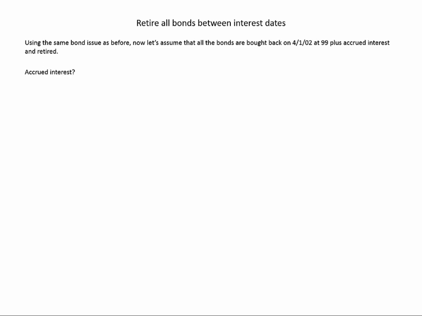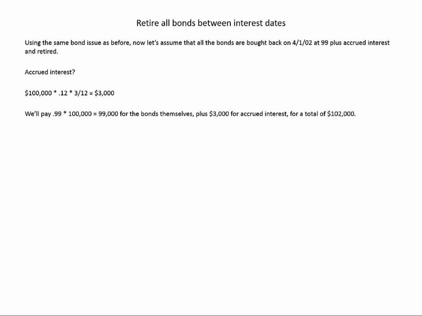Now, what is the accrued interest? The accrued interest is computed as the face amount of the debt times the interest rate times the time period. So we're accruing interest on $100,000 at 12% annually for 3/12 of the year. So $3,000 of interest would have accrued on these bonds. Now we're going to pay 99 plus accrued interest. So we're going to pay $99,000 for the bonds themselves, plus $3,000 for the accrued interest, a total of $102,000.